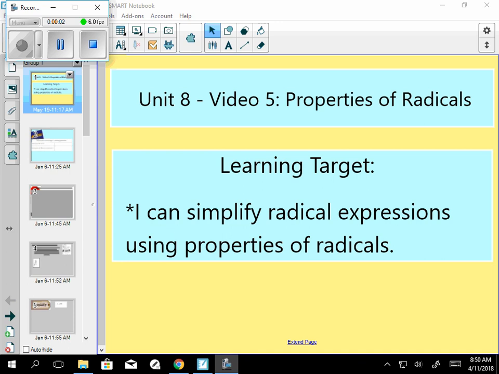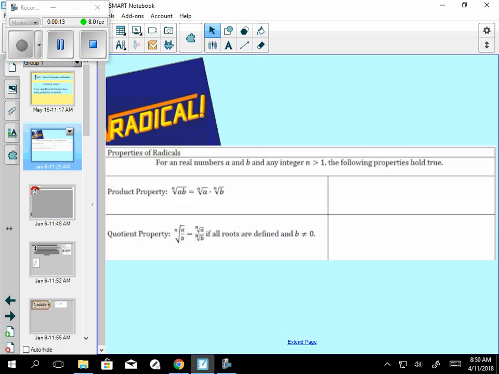All right, today with exponents, we're going to look at properties of radicals. What we want you to be able to do is simplify radical expressions using properties of radicals. Radicals, again, are like any type of roots.